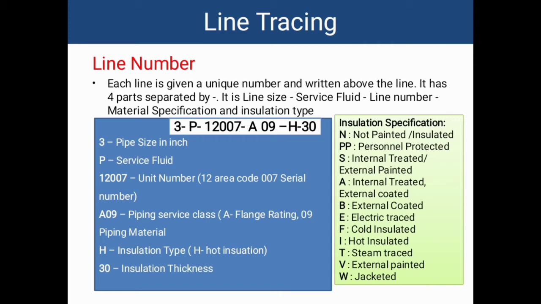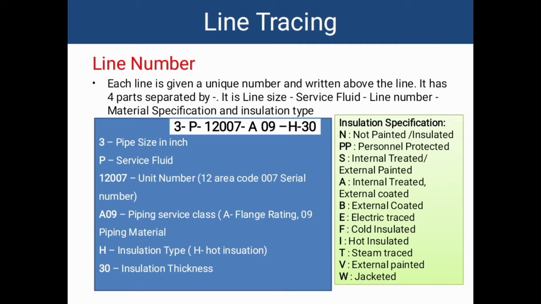Here the 3 denotes the size of the pipe, so 3 is a 3-inch pipe. P means service fluid. What is the fluid, and for what purpose is the pipe utilized? Whether it is a process fluid, cooling water, boiler feed water or utility fluid. So the second part is the service fluid details. Then 12007 includes the unit number and area number.